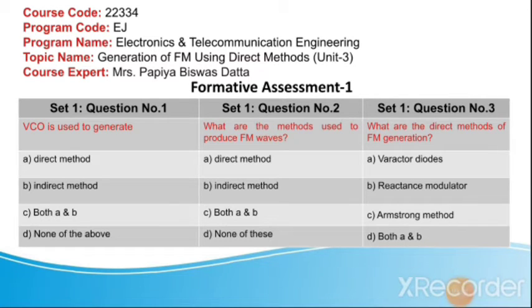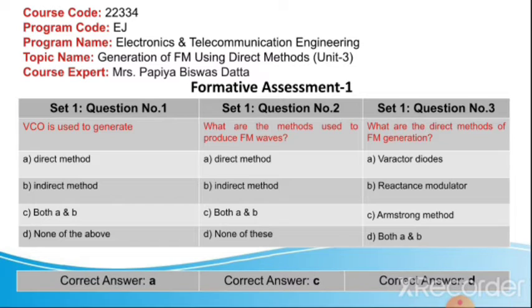I hope you got the answer. VCO is used to generate the direct method, and the methods used to produce FM waves are direct method and indirect method. So the answer is both A and B are correct. And what are the direct methods of FM generation? Here, varactor diode and reactance modulator are the direct methods of FM generation. So these are the answers A, C, D.